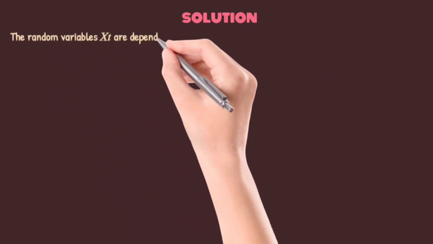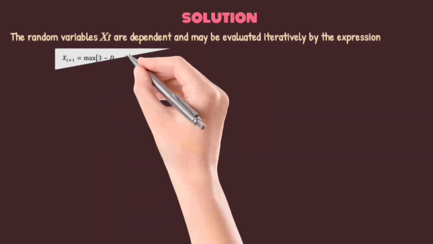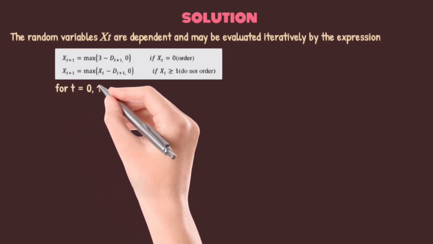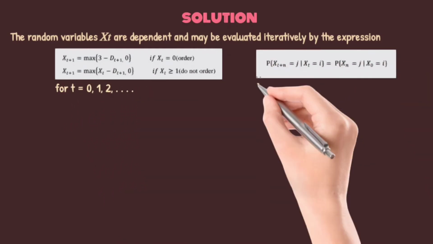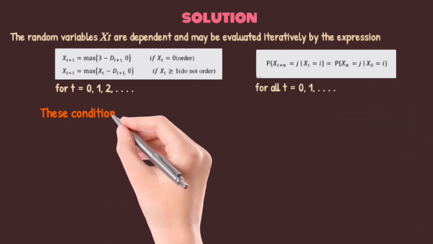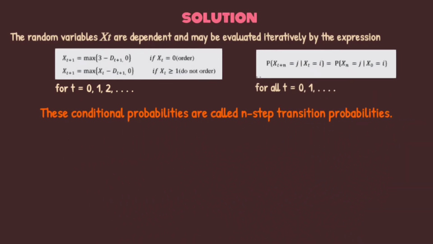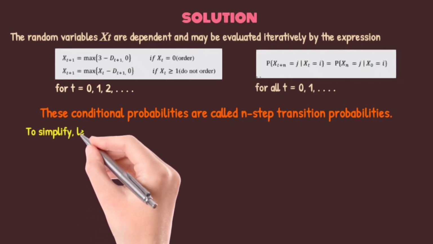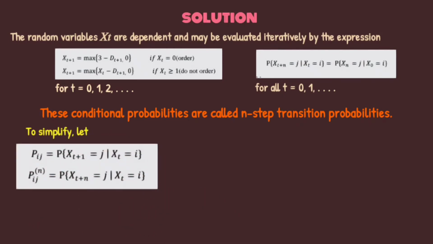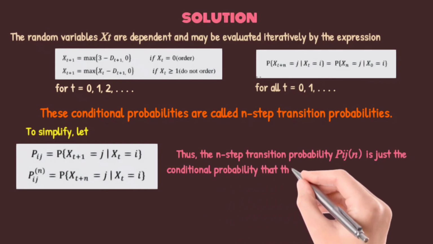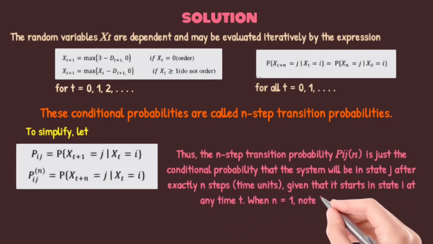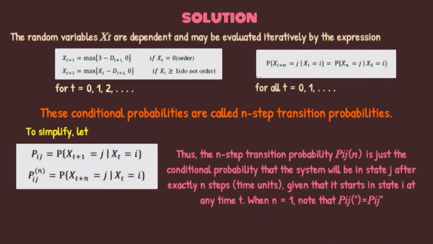The random variables Xt are dependent and may be evaluated iteratively by the expression. These conditional probabilities are called n-step transition probabilities. Thus, the n-step transition probability p_ij^(n) is just a conditional probability that the system will be in state j after exactly n steps, time units, given that it starts in state i at any time t. When n equals 1, note that p_ij^(1) equals p_ij.